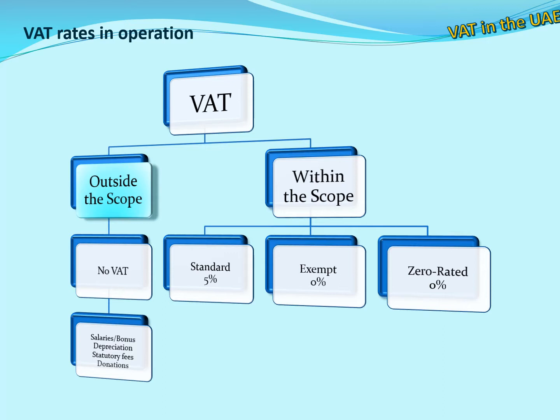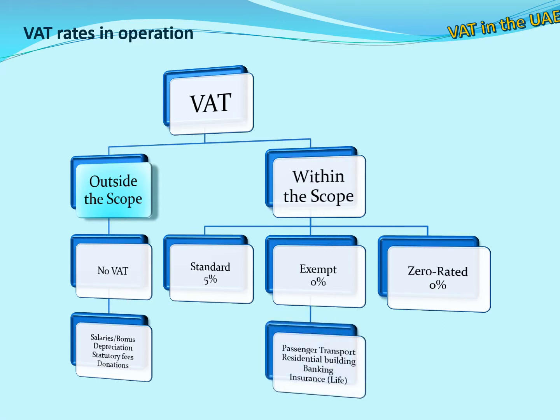So the first thing one shall do is check, does my transaction fall under the exempt category? For example, is it passenger transport related? Is it related to residential buildings, or is it banking and insurance related, because therefore it would be exempt? If not, could it be a zero rated transaction? Is it related to education or medicine or the healthcare industry, or is it to do with gold?